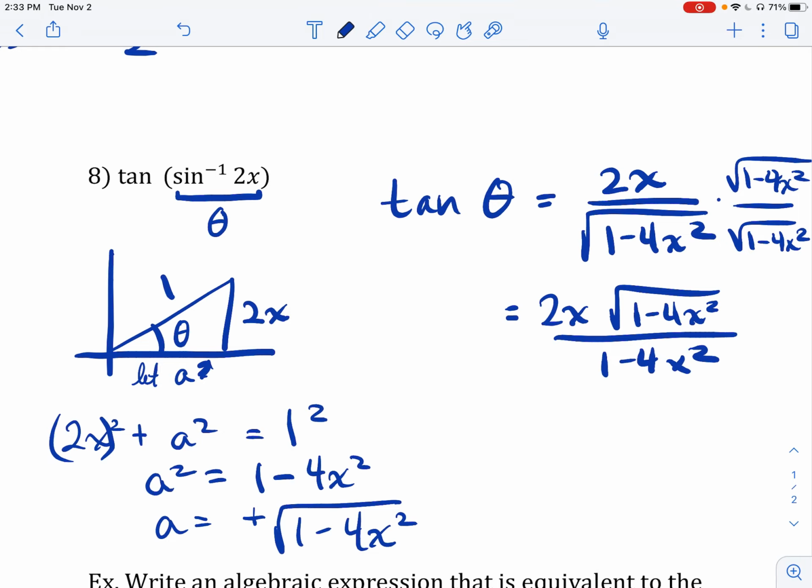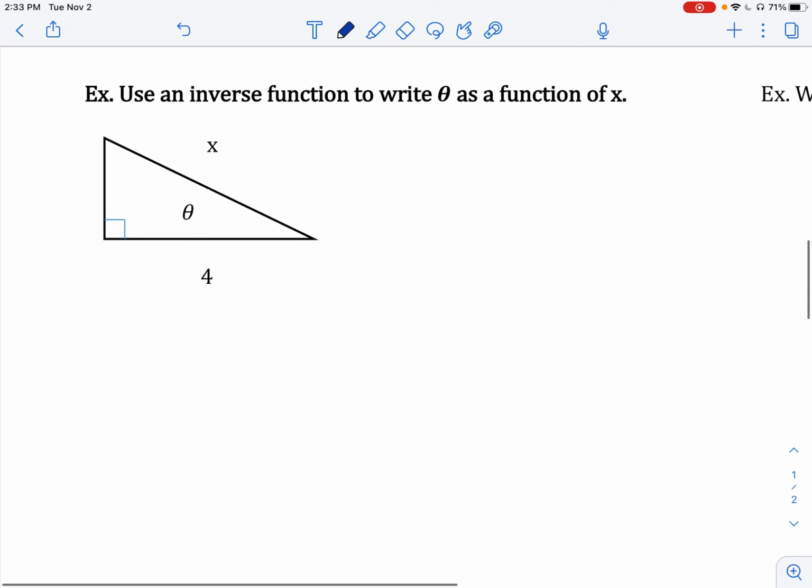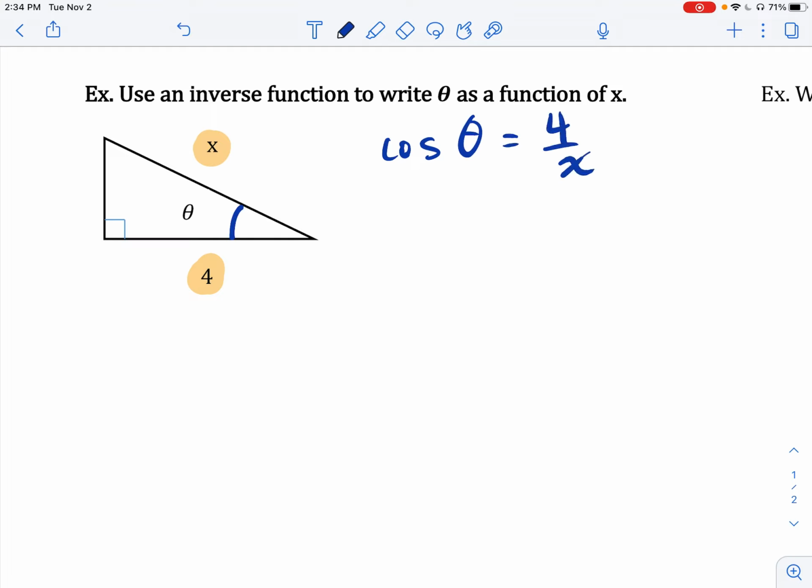Okay. All right, let me just do one more type of problem with you all. Let's try something like this here. Use an inverse function to write theta, which represents this angle in case that wasn't clear, as a function of x. Well, which 2 sides are we given? We are given our adjacent side and our hypotenuse. So it would make the most sense to use which trig function? Cosine would be correct. Cosine of theta would be equal to 4 over x.